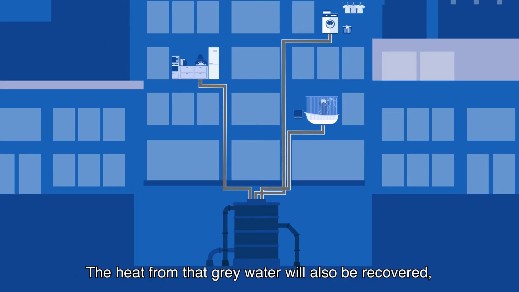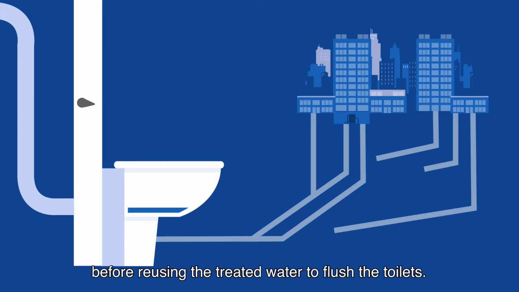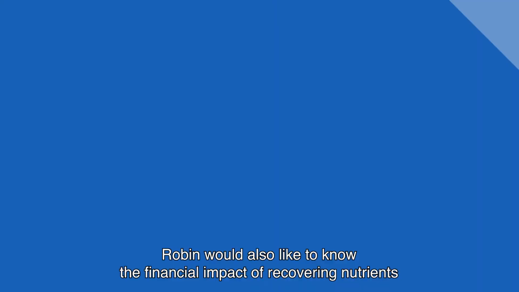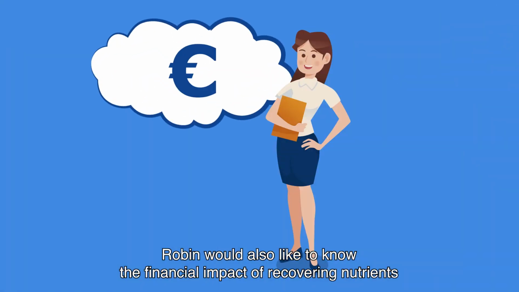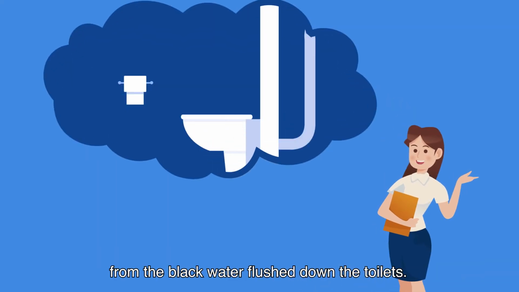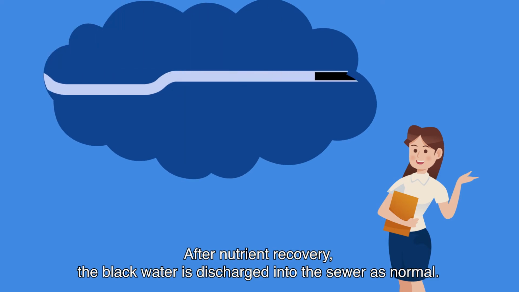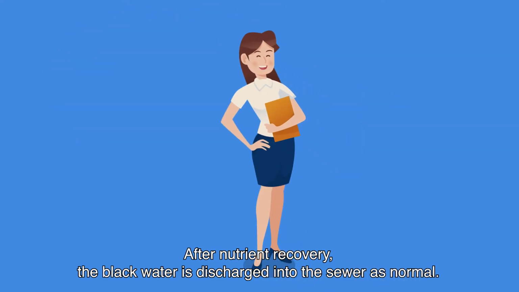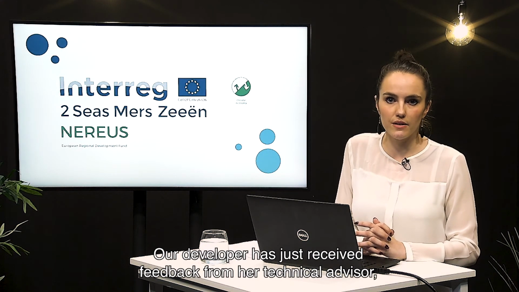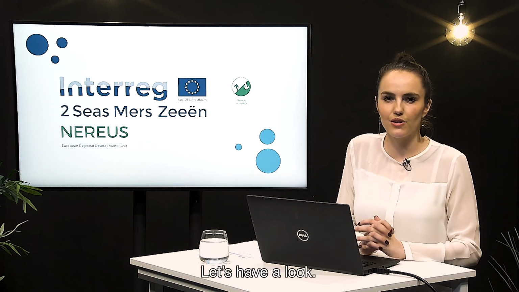The heat from that grey water will also be recovered before reusing the treated water to flush the toilets. Robin would also like to know the financial impact of recovering nutrients from the black water flushed down the toilets. After nutrient recovery, the black water is discharged into the sewer as normal. Our developer has just received feedback from her technical advisor, with whom she has populated the model. Let's have a look.